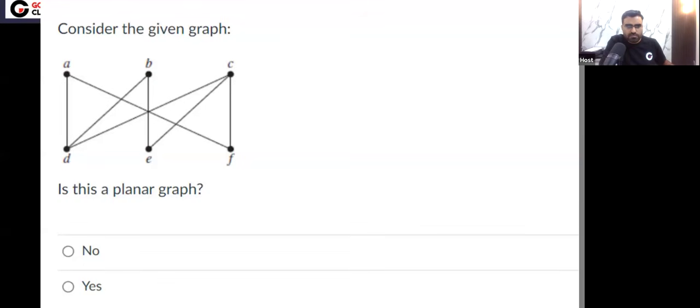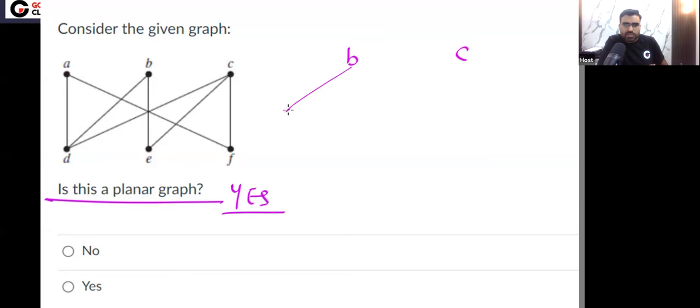Tell me the answer for this question. Consider the given graph. Is this a planar graph? The answer is yes, because I can draw this graph without edge crossing. Let me do this. I will draw this graph without edge crossing, BC. Then you can see there is D. So let me draw this graph. For example, I can draw this graph without edge crossing like this. See, C, D, E, F.